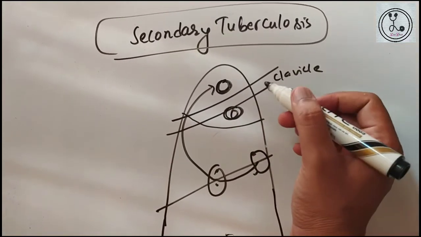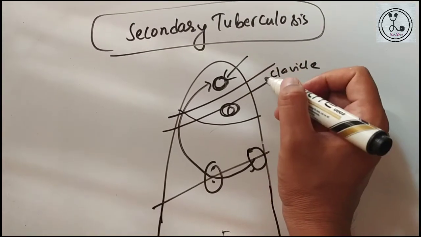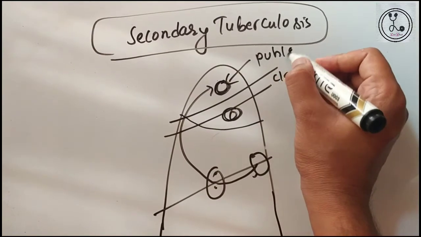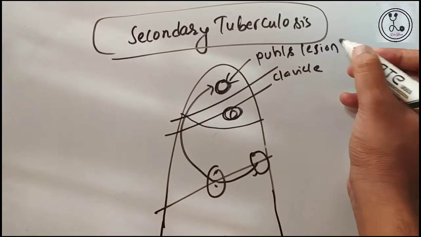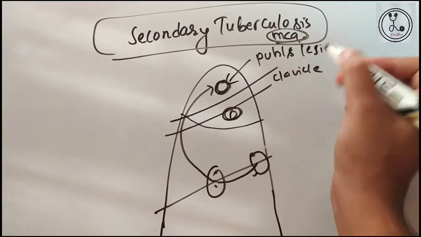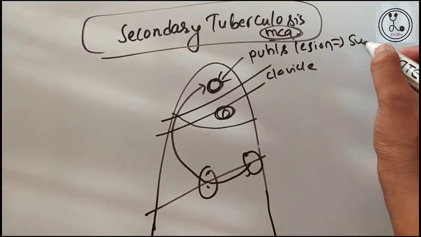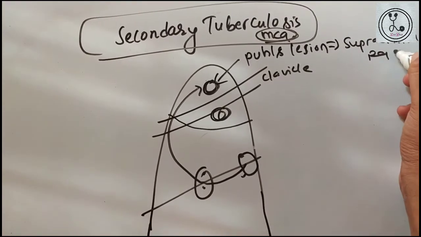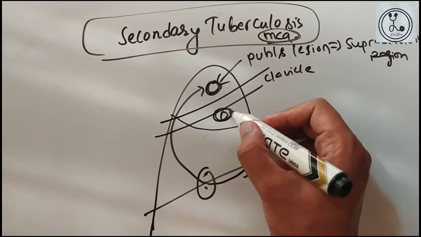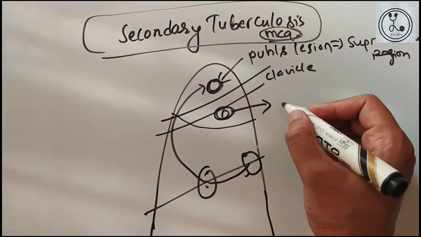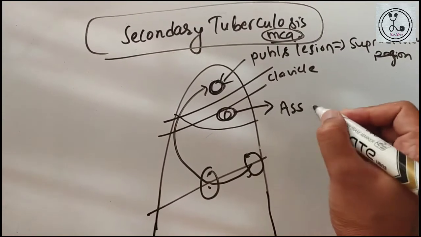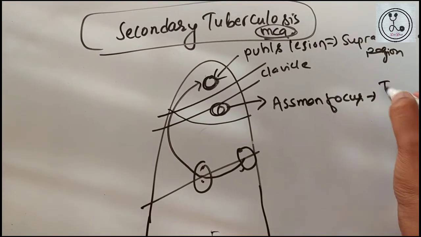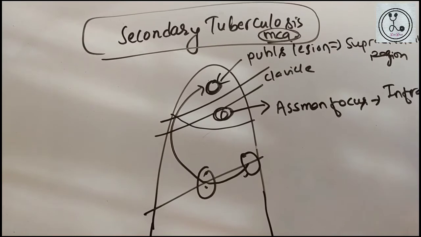If the bacteria lodges above the clavicle and a focus or lesion is formed here, then this lesion is known as Pott's lesion. So this is an MCQ question. Pott's lesion is basically the supraclavicular region. And if the lesion is formed below the clavicle, it is known as Assmann focus. Assmann focus is an infraclavicular region.